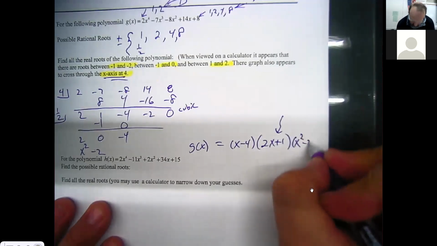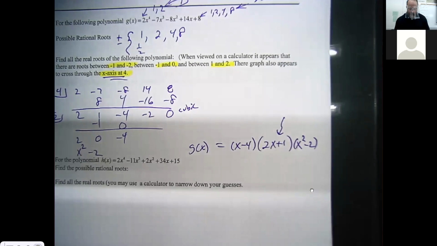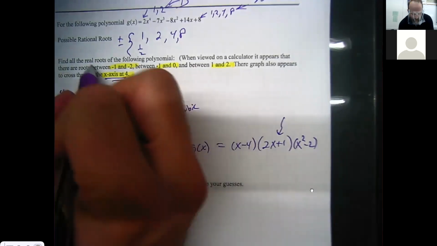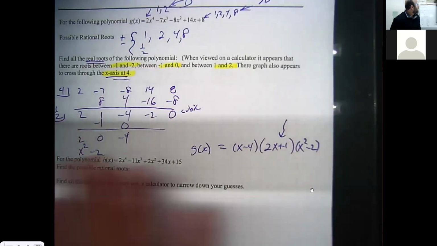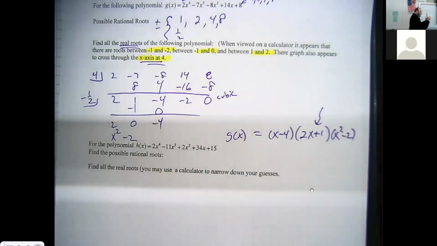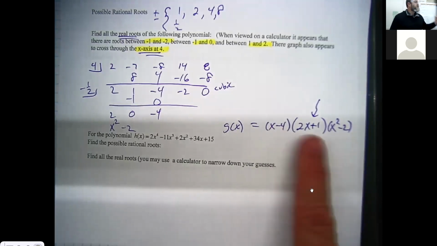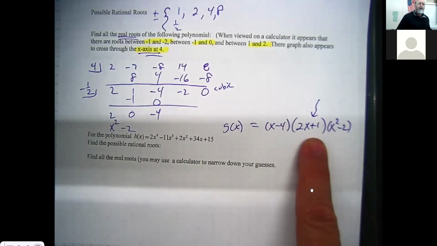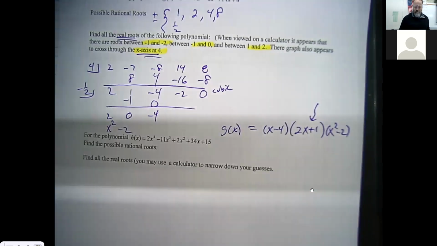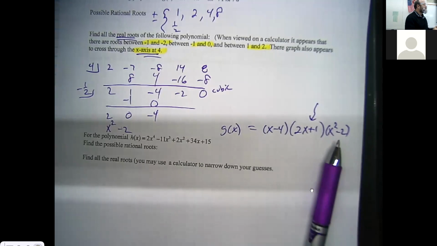Well, if you go back to what I said, it's let's find all the real roots. Let's find them. So do you know what one of the real roots is? Where would this one hit 0? At 4. Where would this one hit 0? At -1/2. Here's the tricky part. Where does x squared minus 2 hit 0?